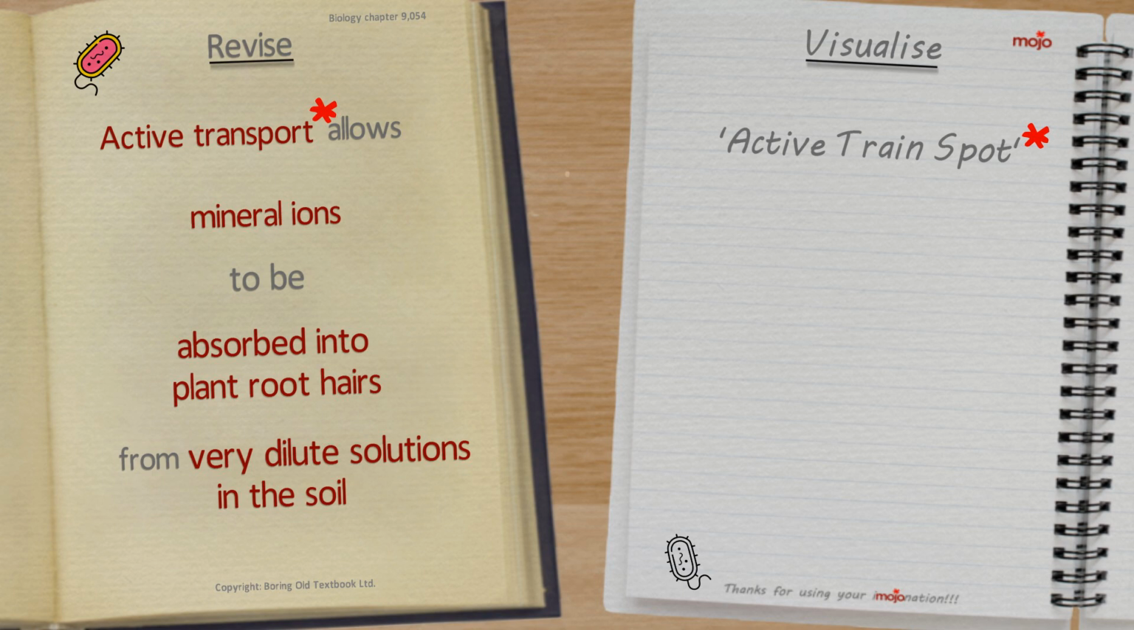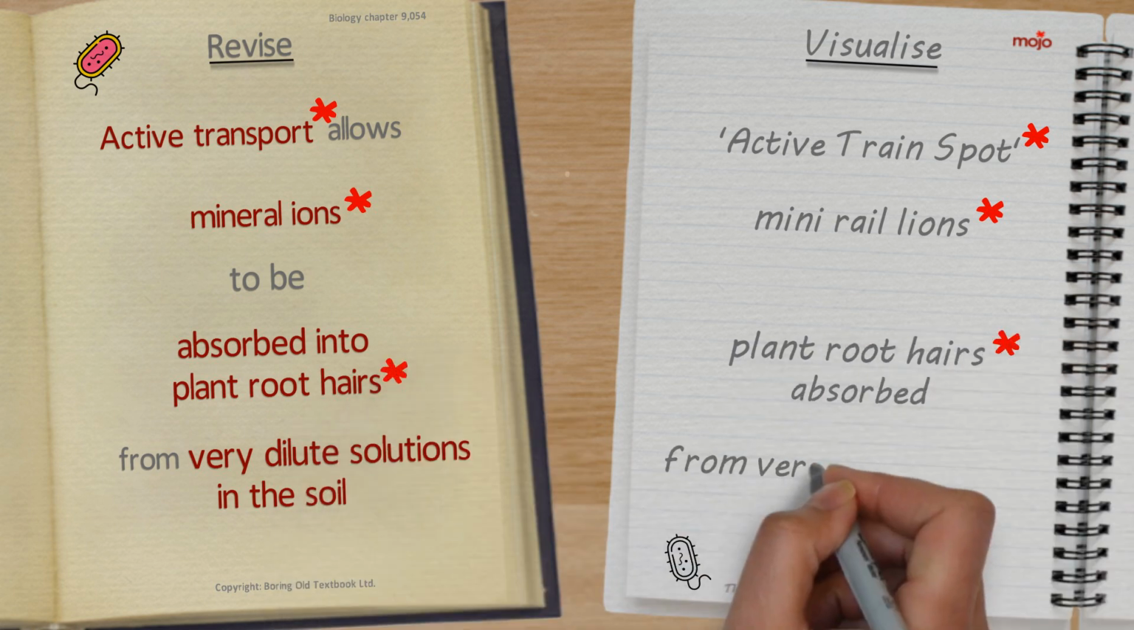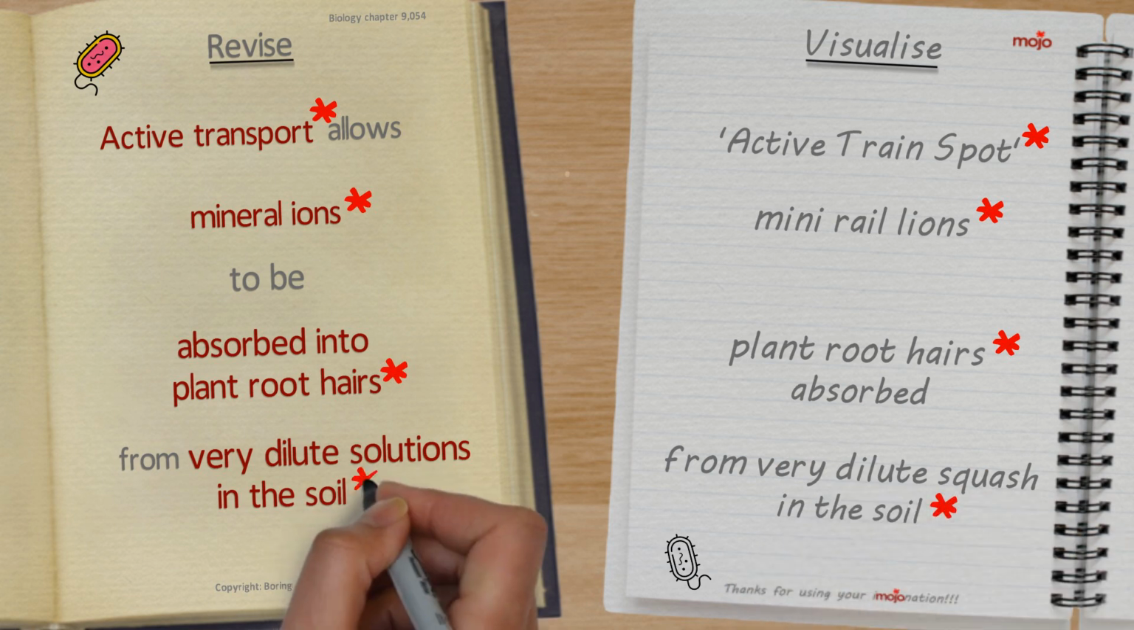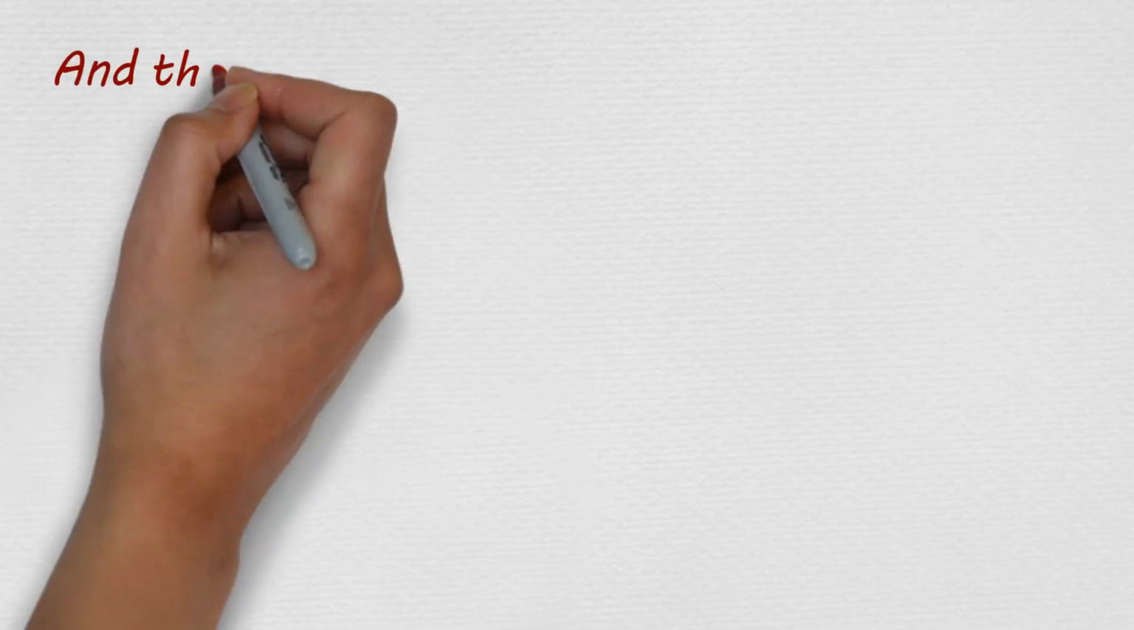Now, it's a little-known fact, but lurking in the plant pots at railway stations are mini relatives of the majestic African lion. The station lions are called the mini rail lions. Mineral lions, get it? Although they're mini, their bite is really painful and they are particularly keen to bite train spotters. Luckily for Active Train Spot, in the plant pot, the plant root hairs absorb all the mini rail ions from the dilute squash in the soil. Crisis averted, biology memorised. And that's it.